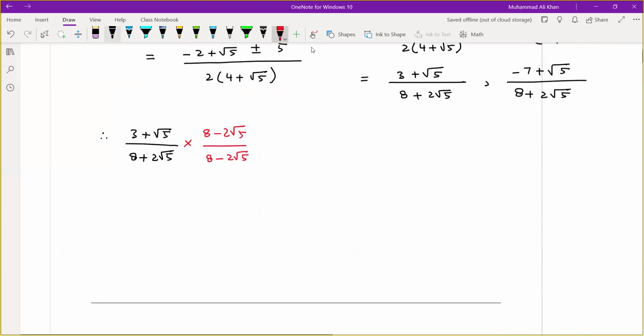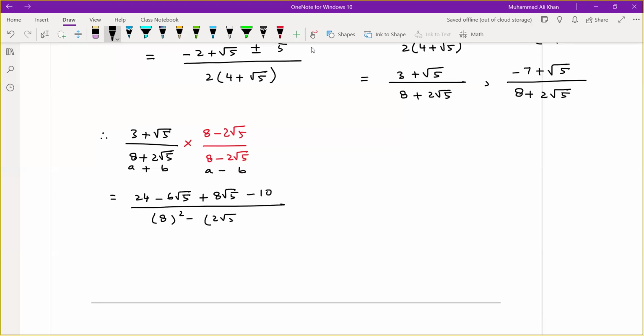So now it will be, multiply: 3 8s are 24 minus 3 2s are 6 under root 5 plus under root 5 into 8 is 8 under root 5 and under root 5 is 5. 5 जब 2 से मल्टीप्लाई होगा तो 10 माइनस के साथ, divided by, अब देखिए नीचे a plus b into a minus b. So we have to use the formula of a squared minus b squared. So it will be 8 squared minus (2 under root 5) squared. So this will be 24 minus 10 is 14 minus 6 under root 5 and 8 under root 5. So it will be plus 2 under root 5.